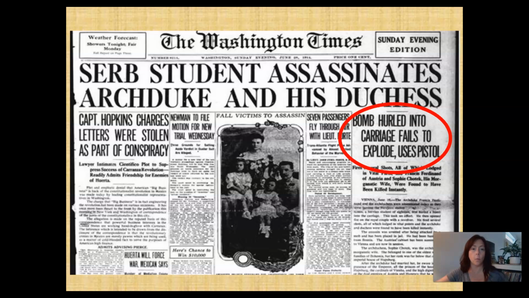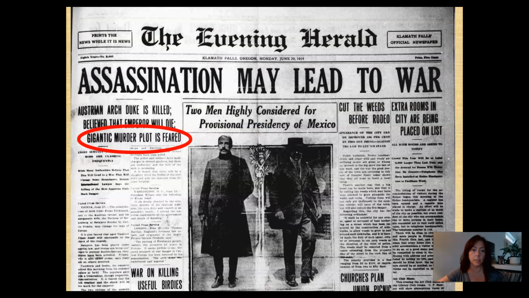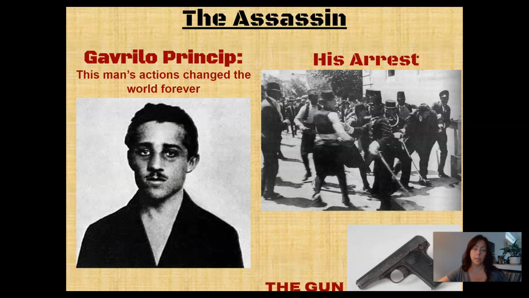There you can see a Washington Times headline: Serb student assassinates Archduke and his Duchess. Bomb hurled into carriage fails to explode. Uses pistol. Gigantic murder plot is feared. So who is this assassin? Gavrilo Princip. His actions would change the world forever.